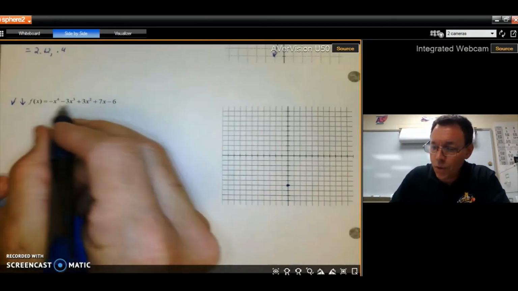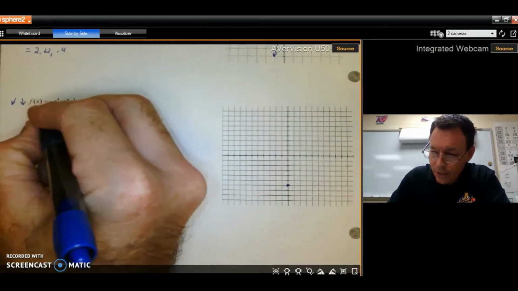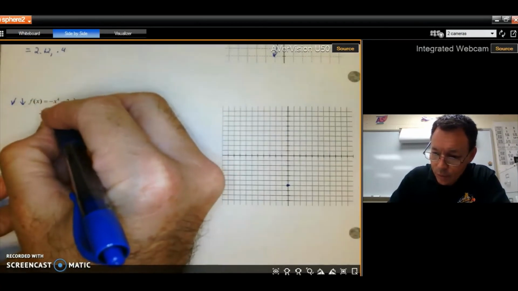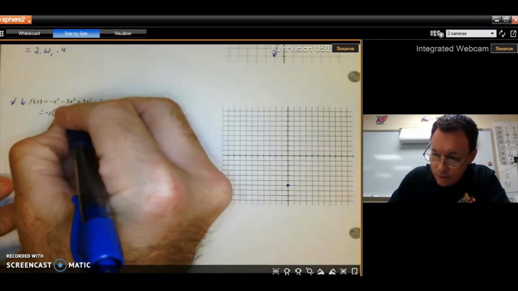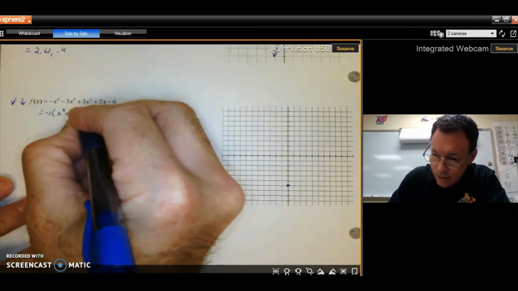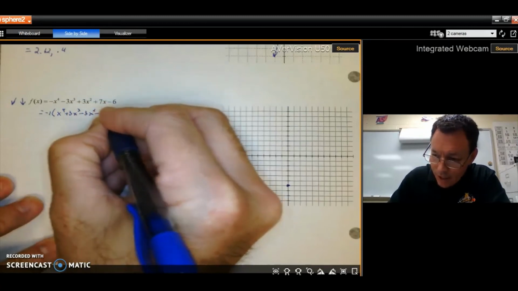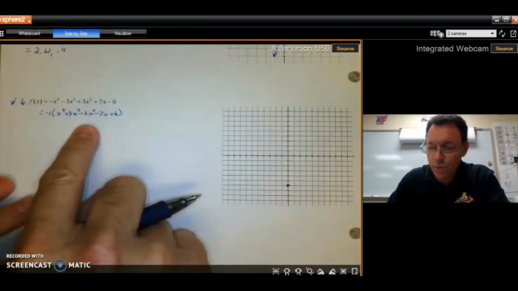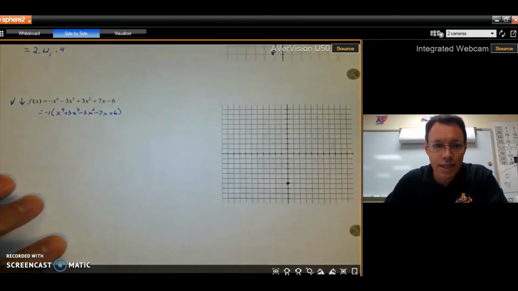So now I got to find the x-intercepts and I got to find the local minimums and maximums. Before you try to do this, factor out a -1. That will make life much easier. Minus 3x squared minus 7x plus 6. That's what you want to factor, not with that extra negative in there.